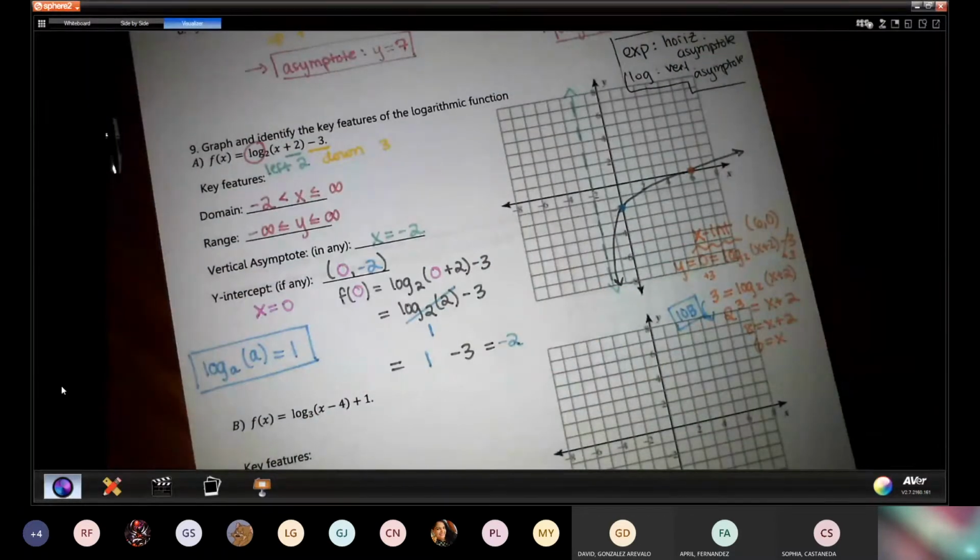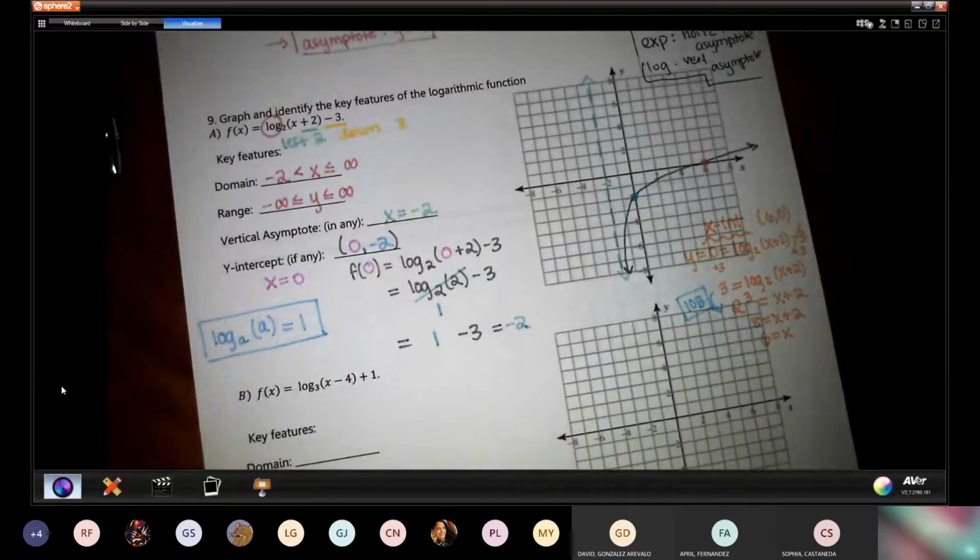I know that's a little messy, but I think y'all can do it. But we're going to try another one together. I'm not going to just leave y'all blinded.